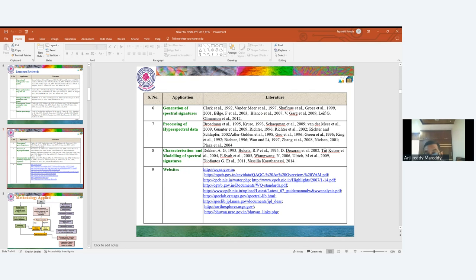And of course, these are the websites. Those who would like to do some research in this area can note down all these websites. These websites are very, very prominent, and very useful for research of this kind.